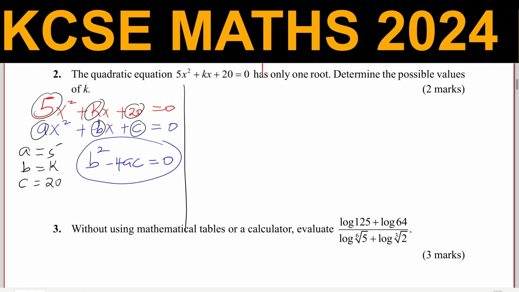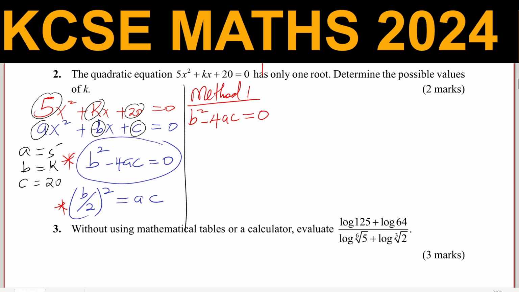The second way: if this is a standard quadratic equation and it has one root, then if I take b divided by 2, squared, that is equivalent to a multiplied by c. So these two will help us get the value of k. Let's start with method 1. For method 1, I will use this one: b squared minus 4ac is equal to 0.